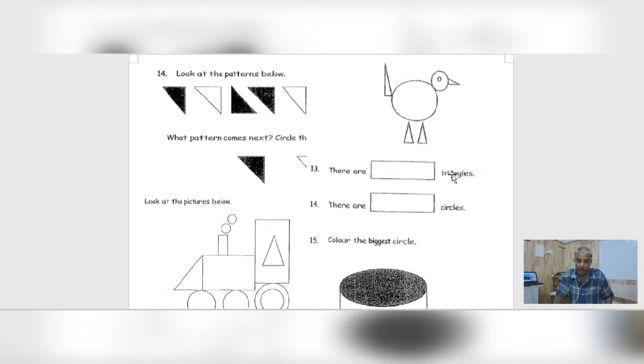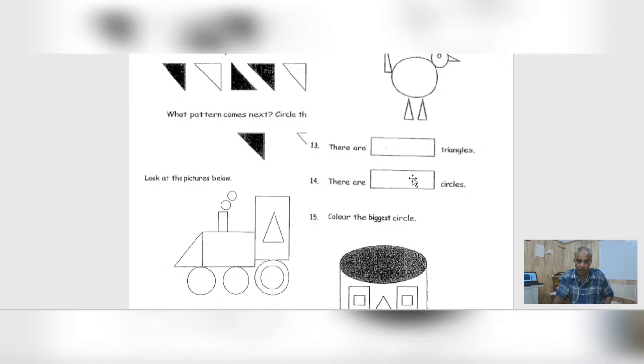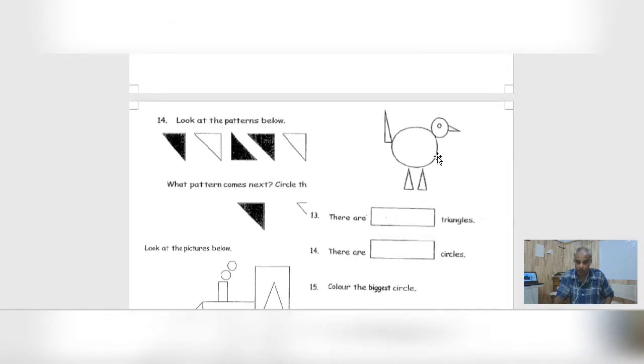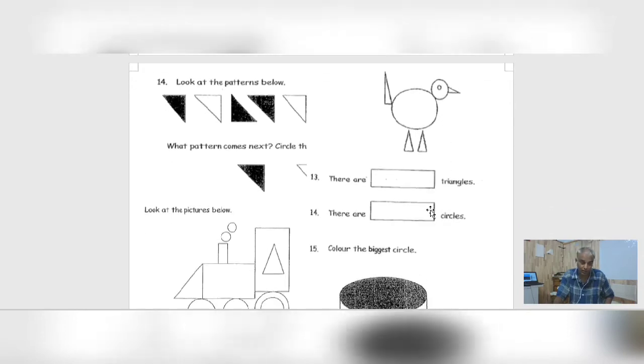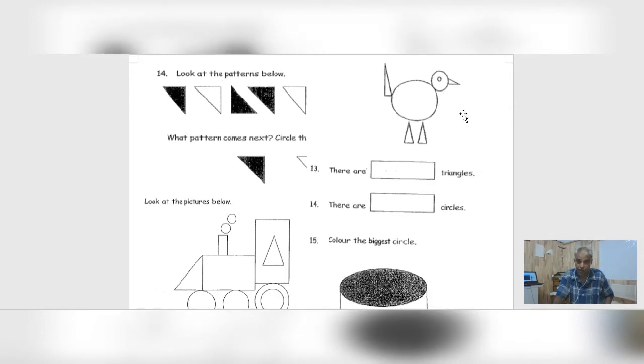Let's go for another one. Now it says there are dash many triangles. So how many triangles are there? That was the first figure. And how many circles are there? That also you have to see. So this is 1 circle, this is 2 circle, and this is the small, the eye is the 3rd circle. So there are 3 circles and 4 triangles.